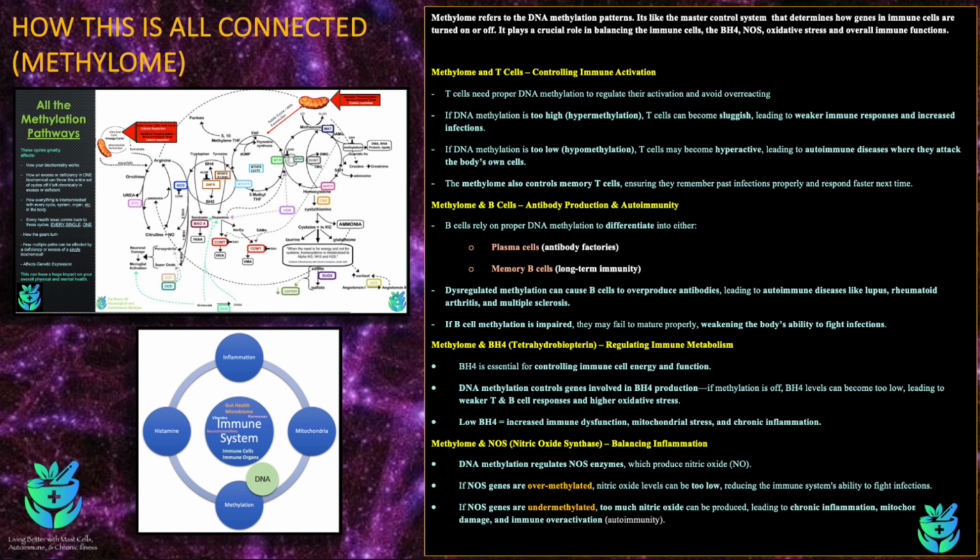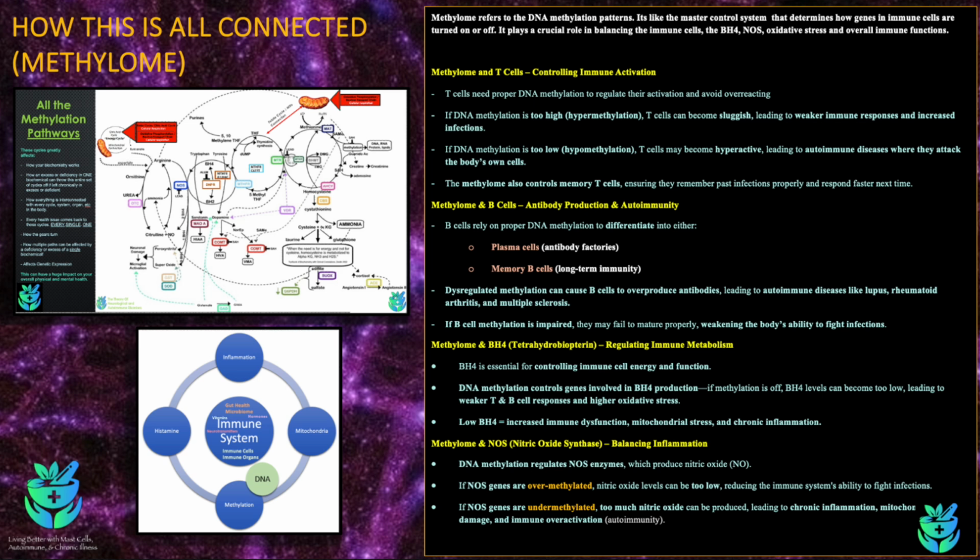The methylome in B cells affects antibody production and autoimmunity. B cells rely on proper DNA methylation to differentiate into either plasma cells, which are the antibody factories, or memory B cells, which are the long-term immunity. Dysregulated methylation can cause B cells to overproduce antibodies, leading to autoimmune diseases like lupus, rheumatoid arthritis, and multiple sclerosis. If B cell methylation is impaired, they may fail to mature properly, weakening the body's ability to fight infections.